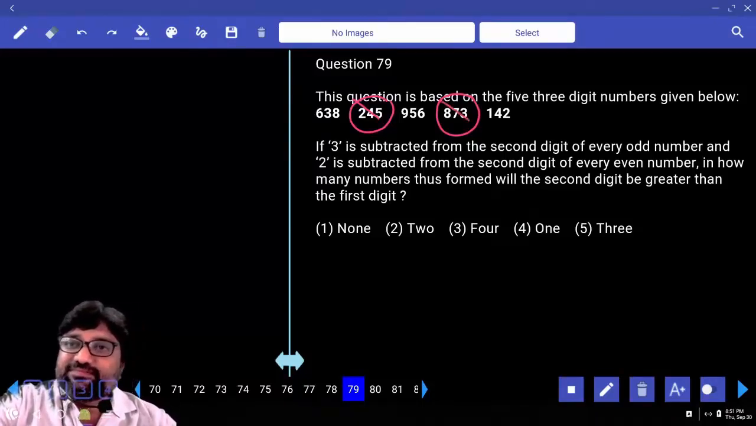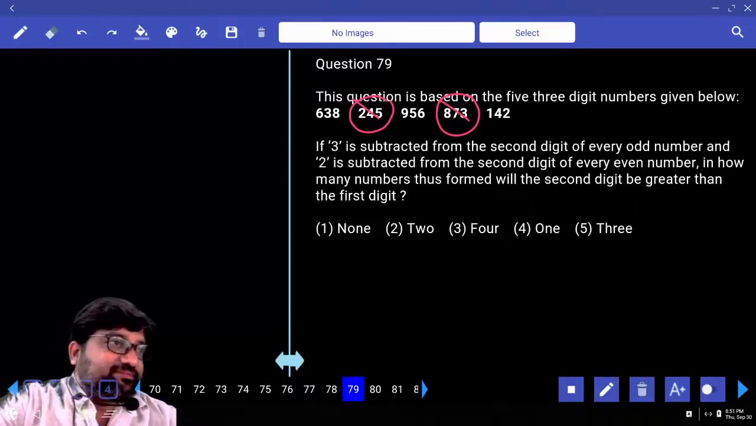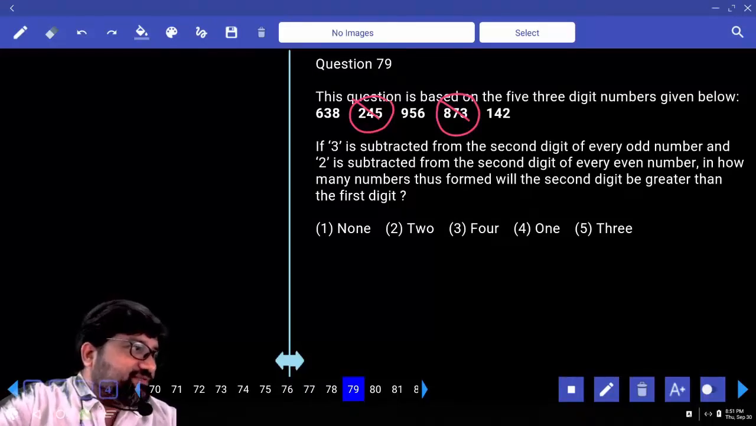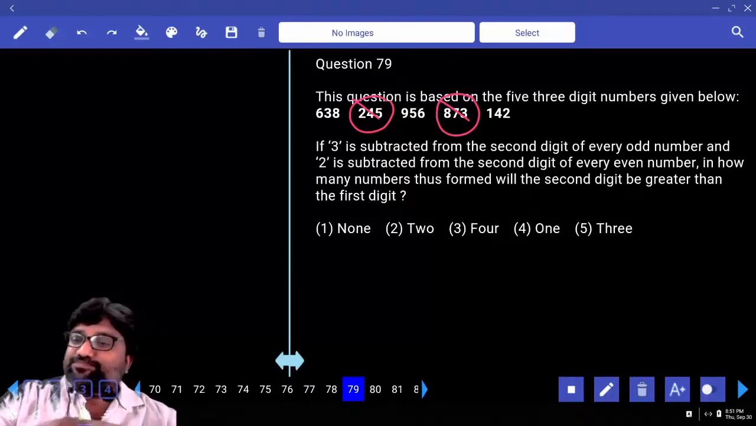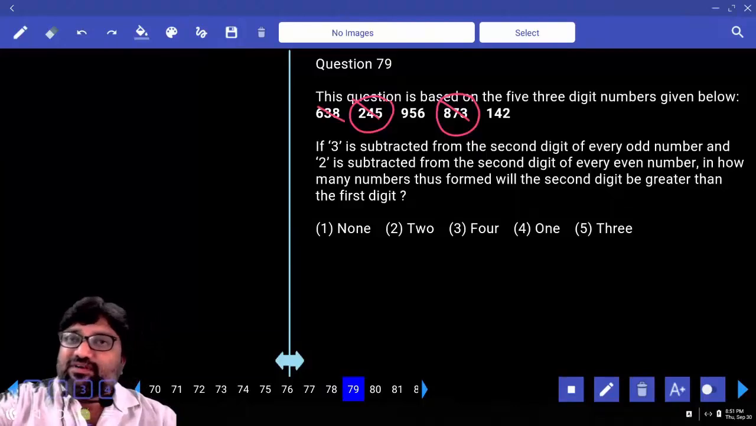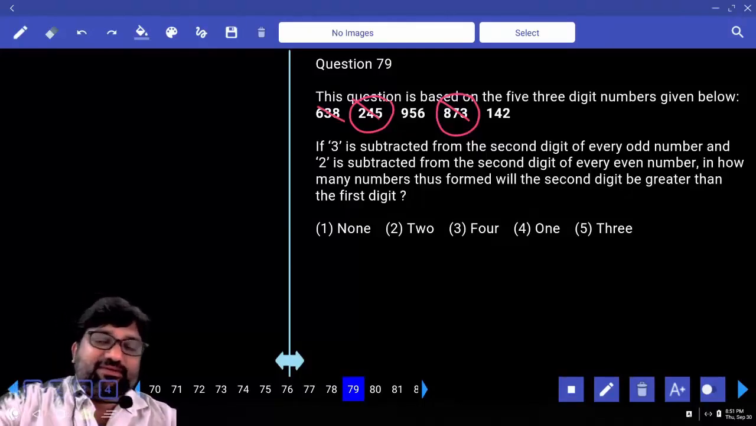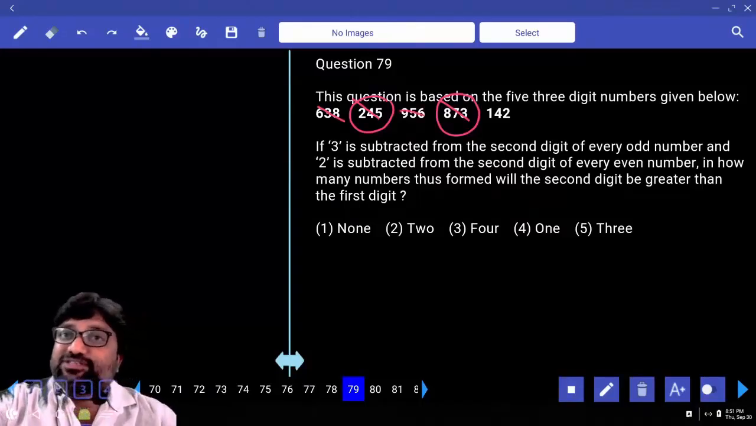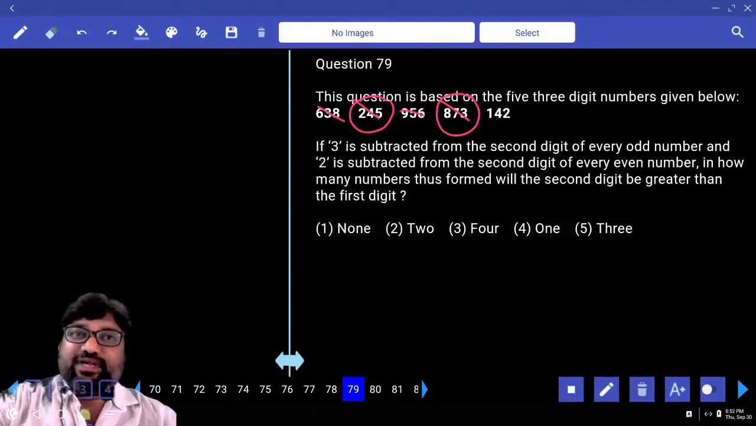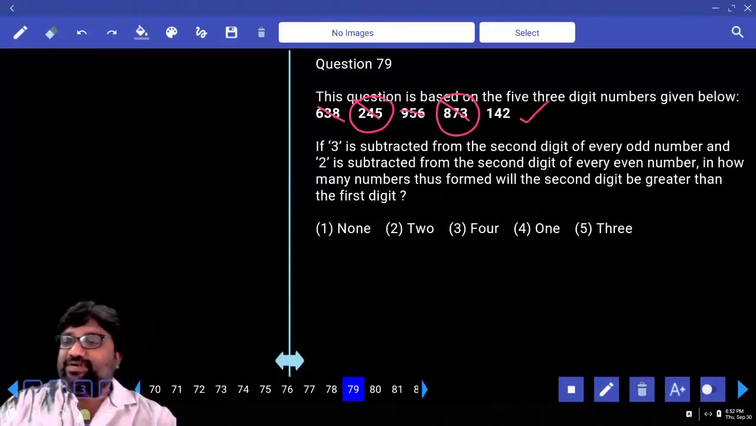Understood everyone? What is the next? 2 is subtracted from the second digit of every even number. So, second digit 3, 3 minus 2, 1. Is 1 greater than 6? No. 5 minus 2, 3. Is 3 greater than 9? No. 4 minus 2, 2. Is 2 greater than 1? Yes. So what is the answer?